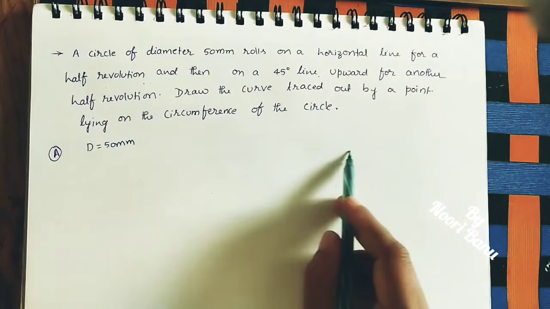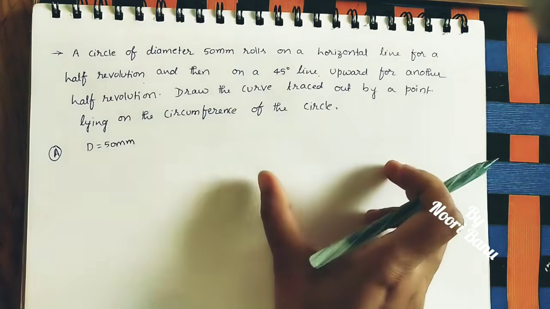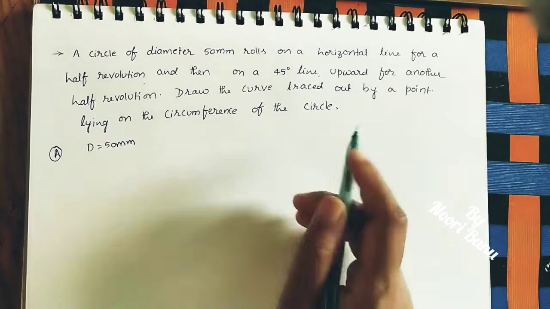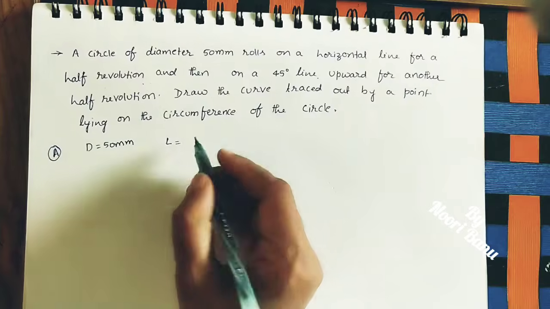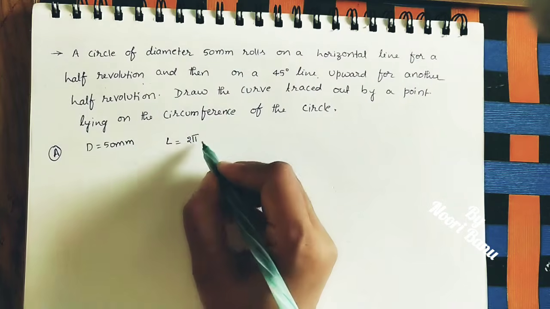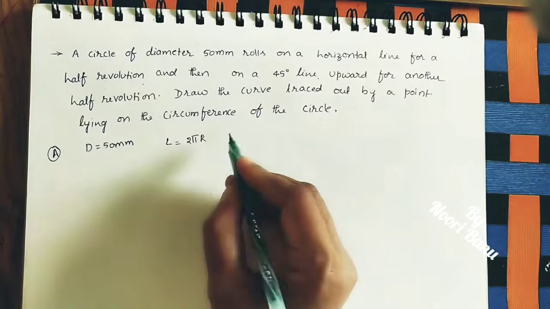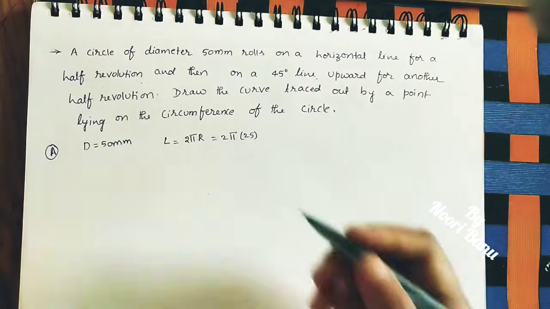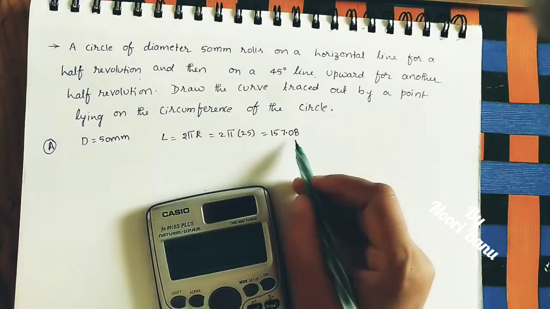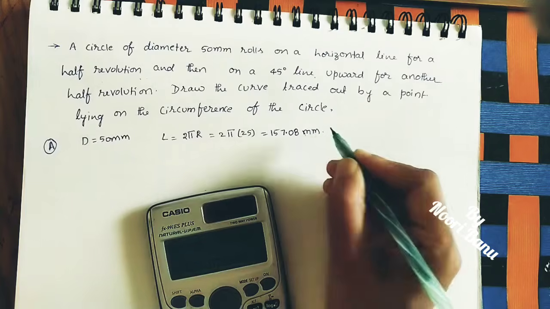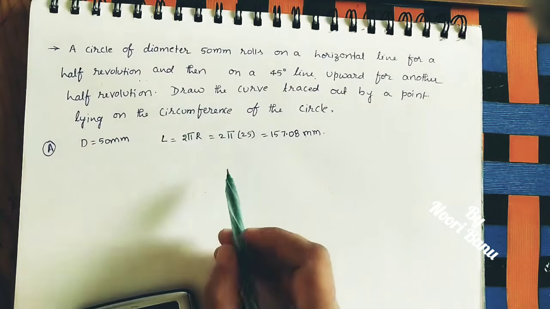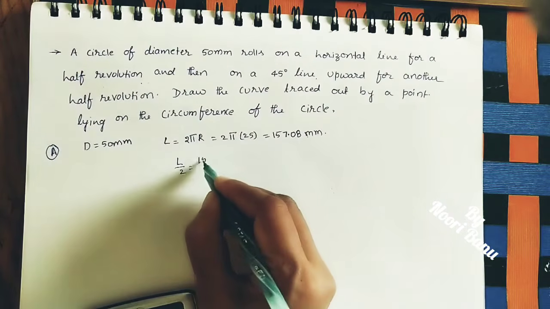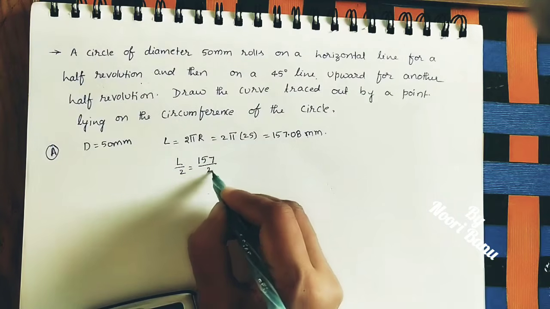If the circle is moving on a straight line, it is completely taking 2 pi r distance. It is nothing but the circumference of the circle. So calculate that length. Let us take L as the total circumference of the circle, 2 pi r, where r is the radius of the circle. So with the calculator, 2 pi into r, half of 50, that is 25, you are getting 157.08 mm. But for half revolution it is moving horizontally. Let us take half of it, the L by 2 value. L is approximately 157 divided by 2.